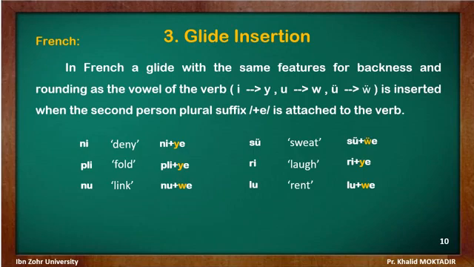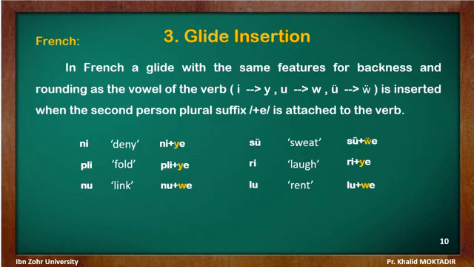Now look what happens in nu. The vowel of the verb is u, which is plus back, plus round. And as we add the infinitive suffix a, we end up having two contiguous vowels. That is a situation of hiatus. Now French inserts the glide that has the same features for backness and rounding. That's the glide w.